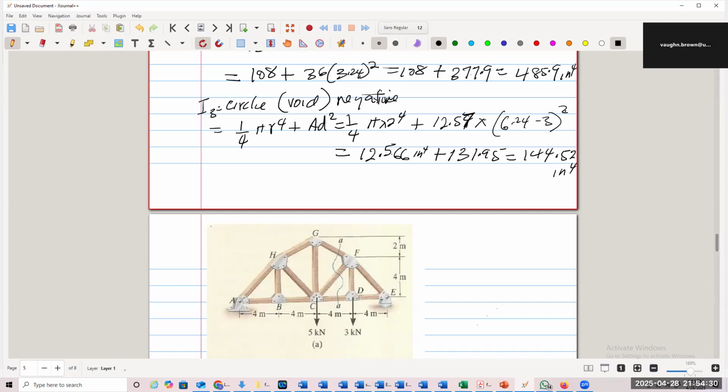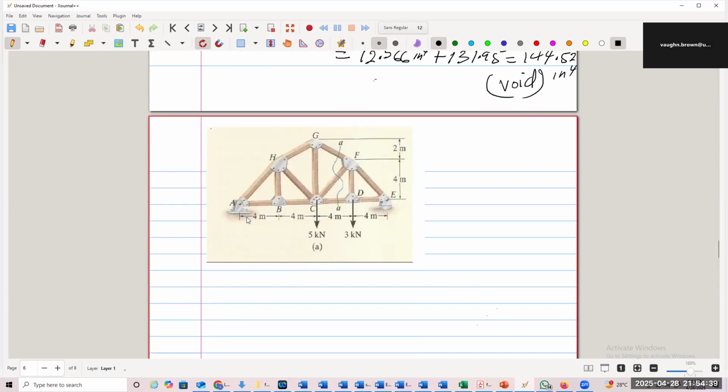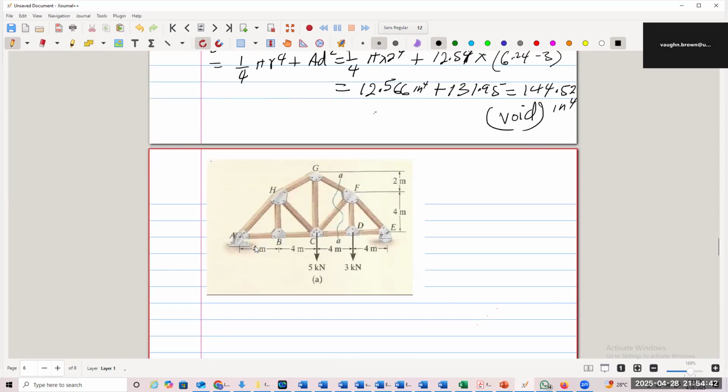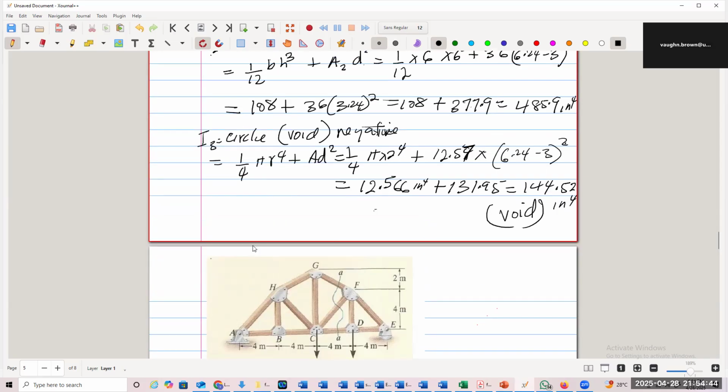But remember, minus is a void here, right? So you just put void beside it just to remind yourself, so you know you must minus it from the sum total. All right, what am I going to do here? I still need another page. Let's get an extra page.